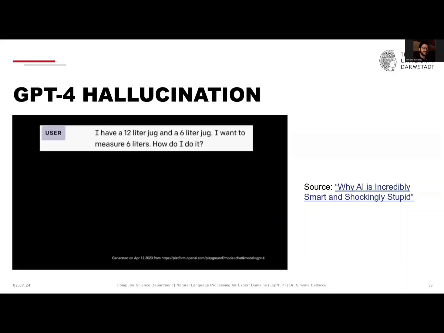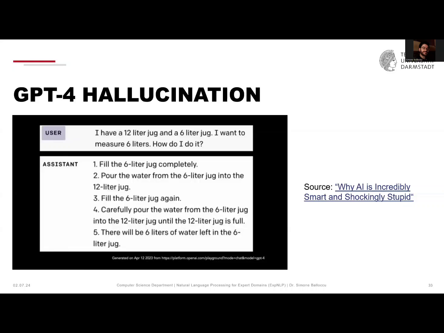A different one. I have a 12-liter jug and a 6-liter jug, and I want to measure 6 liters. How do I do it? Just use the 6-liter jug, right? GPT-4 spits out some very elaborate nonsense.